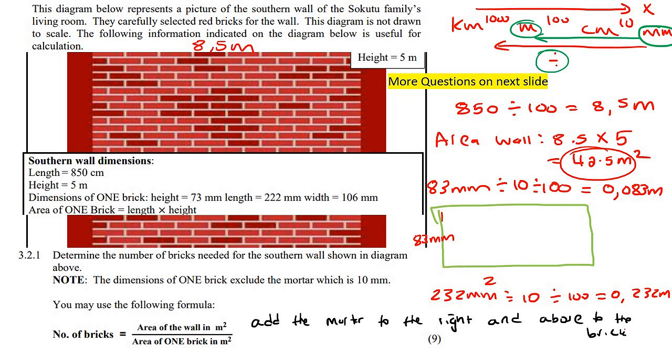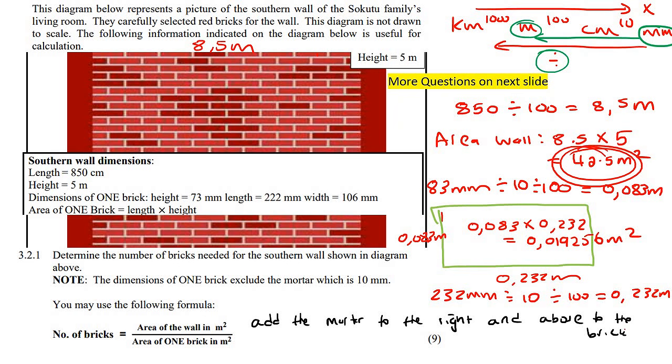Oh, I'm actually so over this question, eh, guys? And 0.083 meters. So now we can go work out the area. We know that this is a rectangle, so it's just length times breadth. So it's 0.083 multiplied by 0.232, and that'll give us 0.019256 meters squared.